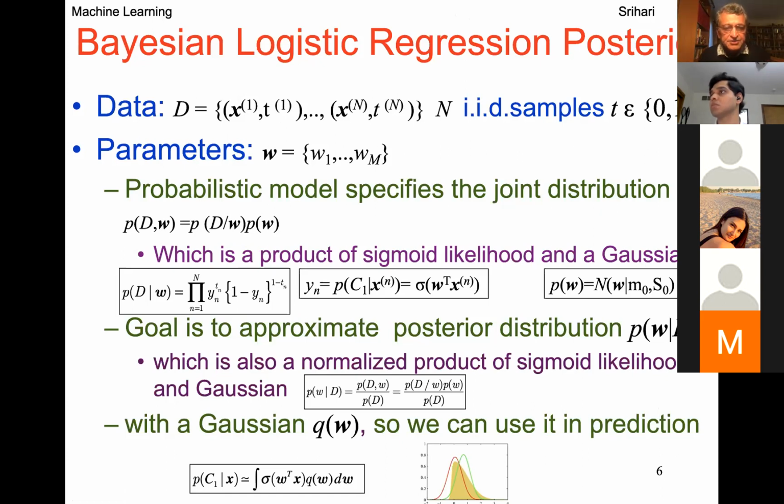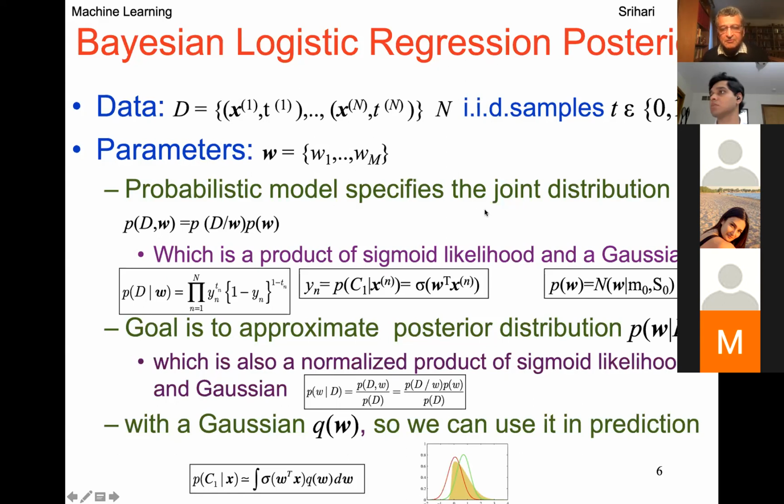And the parameters are w1 through wm. There are m parameters. So the problem is a simple one. We multiply x by the w, and there are m parameters, and we assume that x is m-dimensional as well. So we multiply each of these x's by the w's.